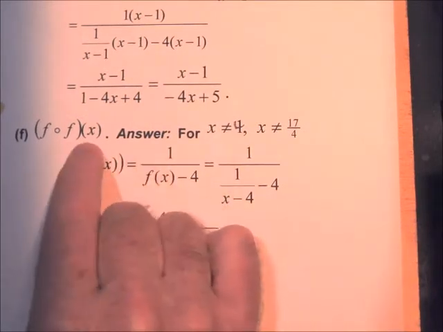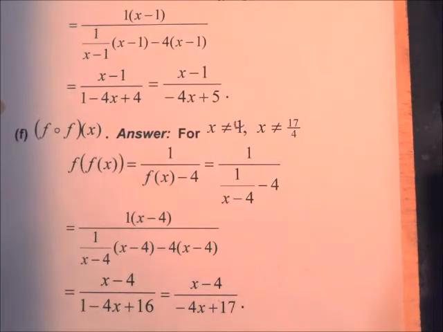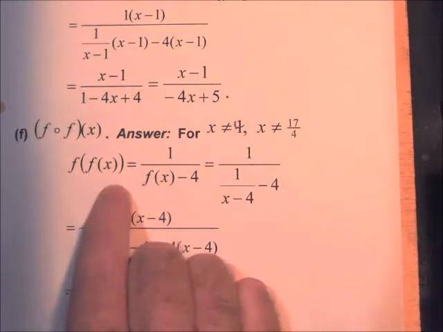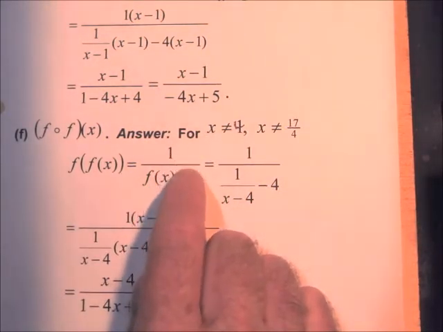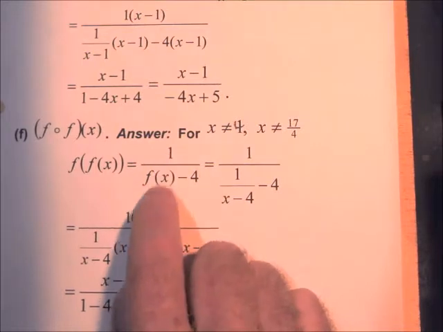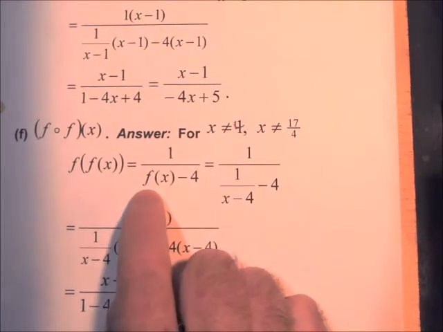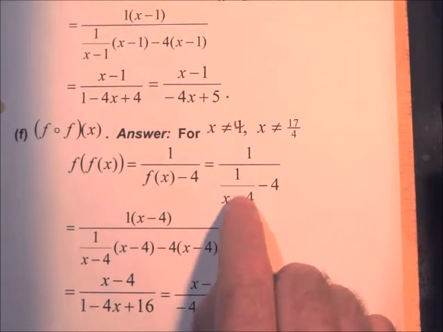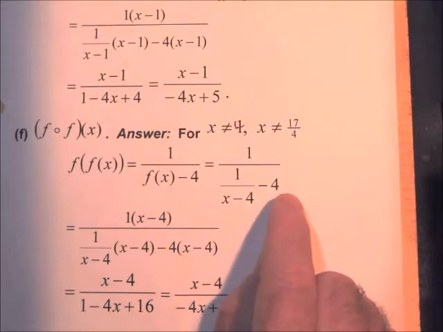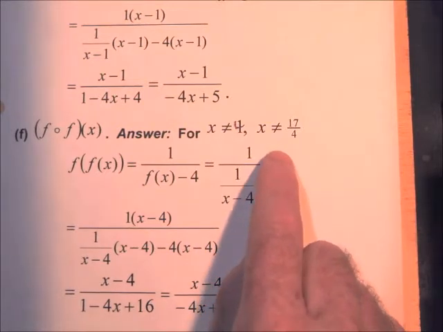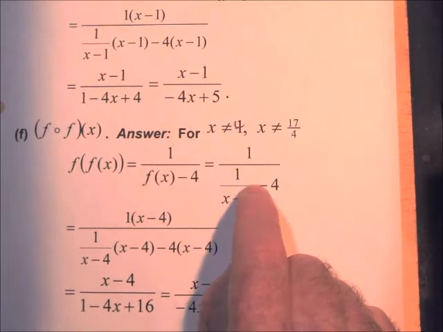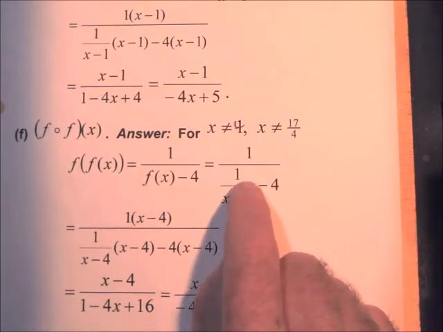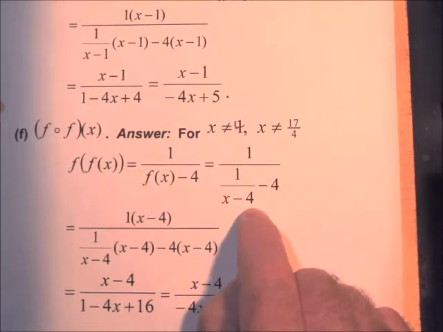If we compose f with itself, we have f of f of x. So in the formula for f of x, instead of 1 over x minus 4, we'll have 1 over f of x minus 4. And then replace f of x by its formula, which is 1 over x minus 4. And then do the operation. So we have a fraction within a fraction. So we want to multiply by the denominator of the inside fraction.